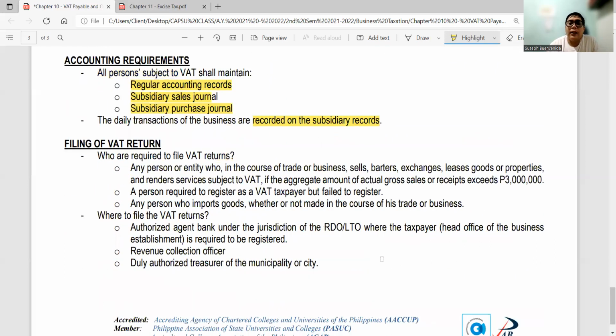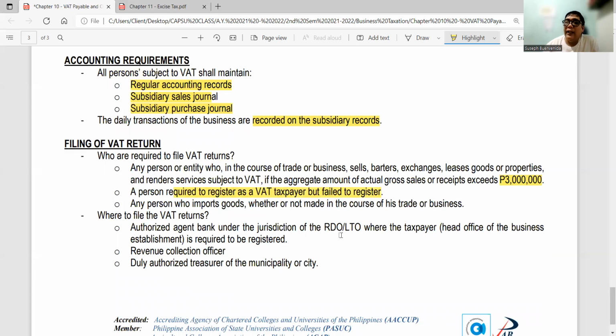Next, filing of VAT returns. Who are required to file? Of course, all VAT registered entities should be required to file the VAT returns. Any person or entity in the course of trade or business, if the aggregate amount of actual gross receipts exceeds 3 million, is a person required to register but failed to register.